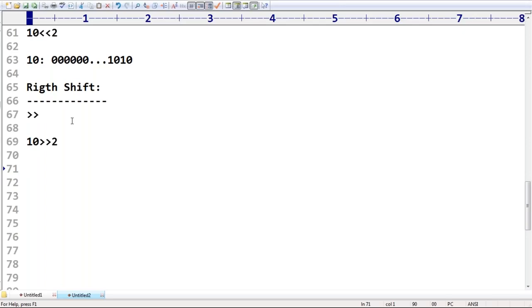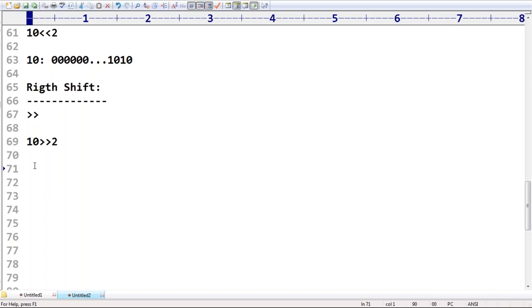Yes. For negative numbers, yes, Nandakishore, same. For negative numbers, first represent the value in binary form. Remember that. First represent the value in binary form and then apply the shift operator. Then you will be able to get the answer.